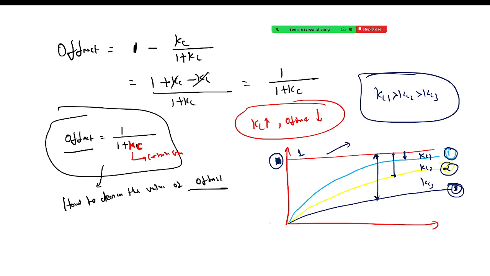Anyone has any doubt? Darshana, any doubt? Is it clear? Yes, sir, clear.